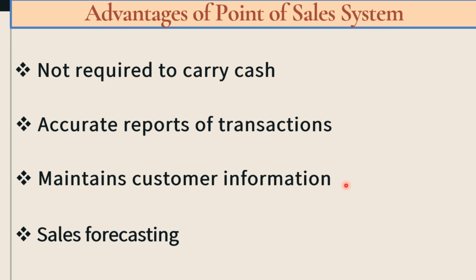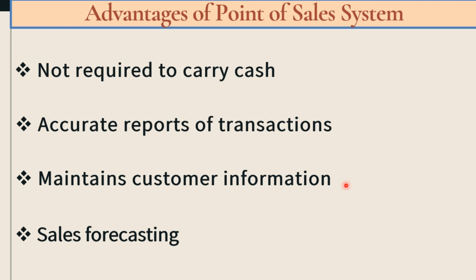The next advantage is that it maintains customer information. As I mentioned earlier, point of sale devices are helpful for maintaining the records of the customers and for finding out past transactions. It maintains the information of the customer. This means the seller will keep information such as the name of the customer, type of the customer, mobile number of the customer, and the types of goods purchased by the customer. So it will be helpful.